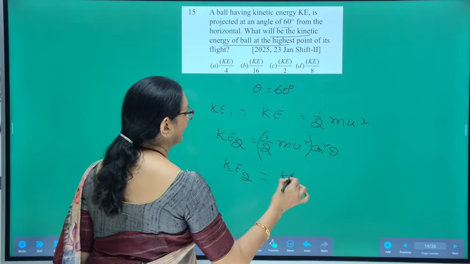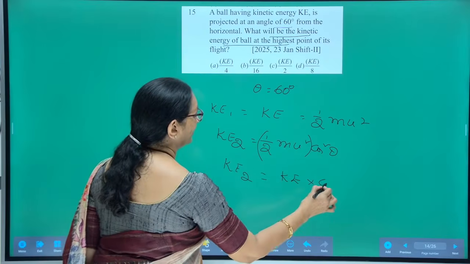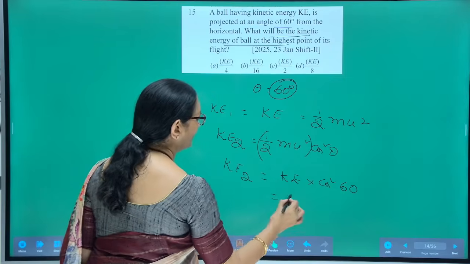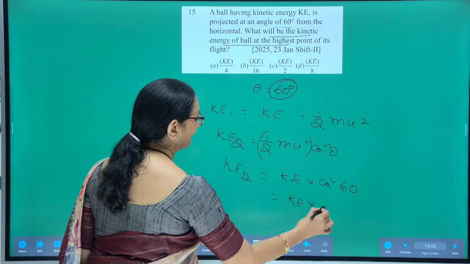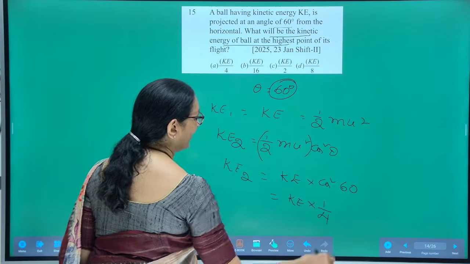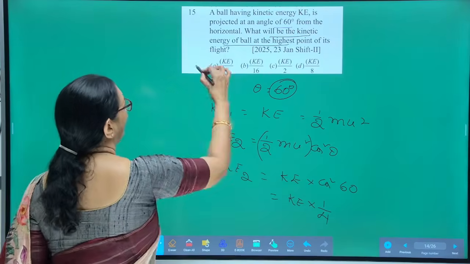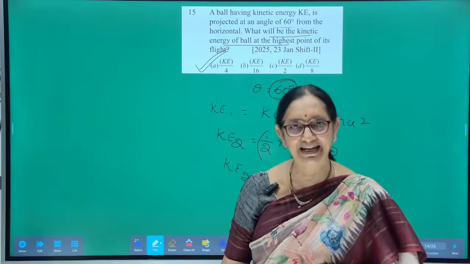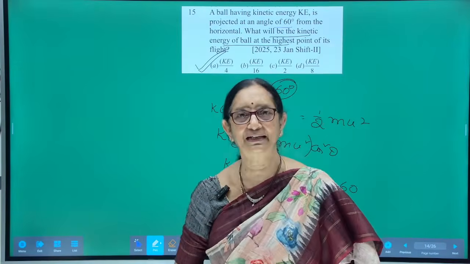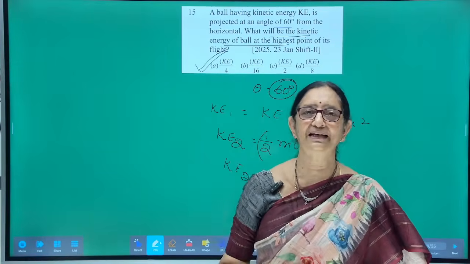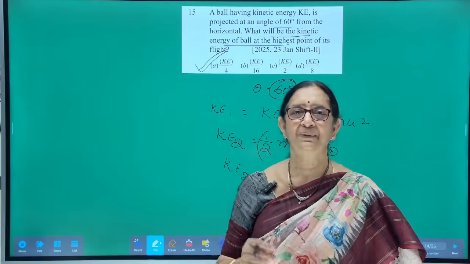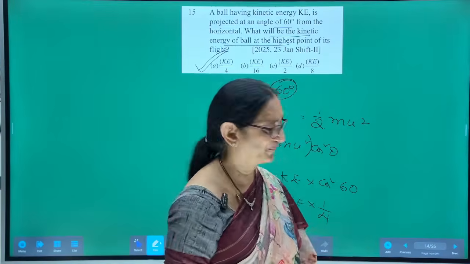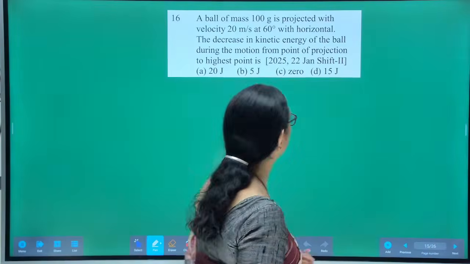So, kinetic energy at the highest point is initial kinetic energy into cos square theta, where theta is given as 60. What is cos 60? Half. Cos square 60 is half square, that is 1 by 4. So, if its initial kinetic energy is Ke, when it is projected at an angle 60, kinetic energy at the highest point is Ke into cos square 60, that is Ke by 4. Okay, move on to the next.